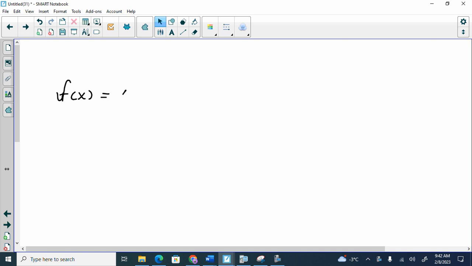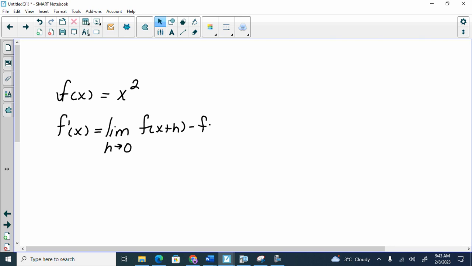f of x equals x squared. Let's just do a basic one. Okay? And I want f prime of x. For right now, we're going to pretend that I didn't teach you anything about a power rule. We're just going to use the limit formula, right? So we would do the limit as h approaches 0 of f of x plus h minus f of x all over h.